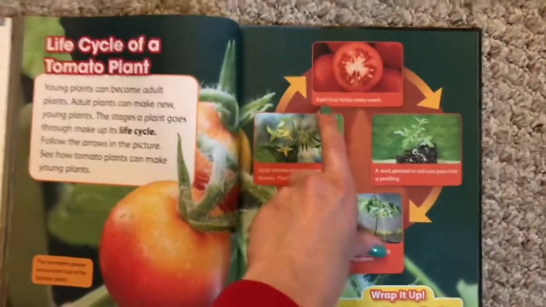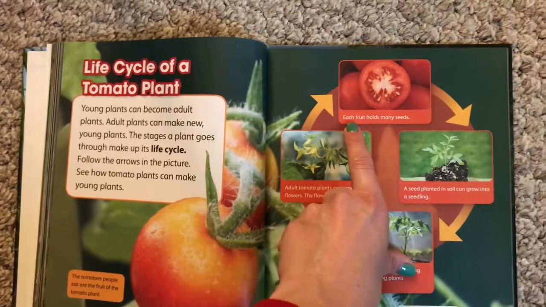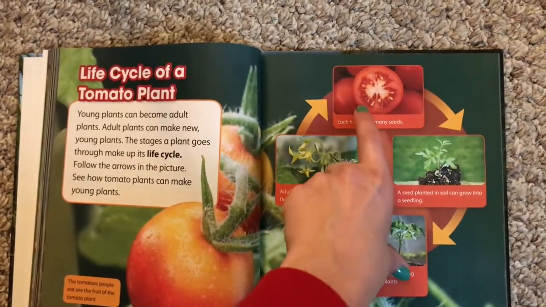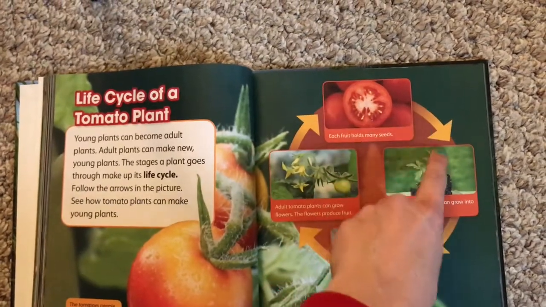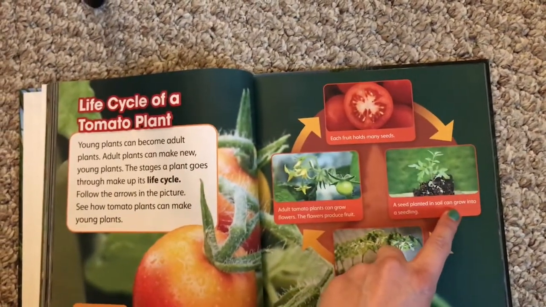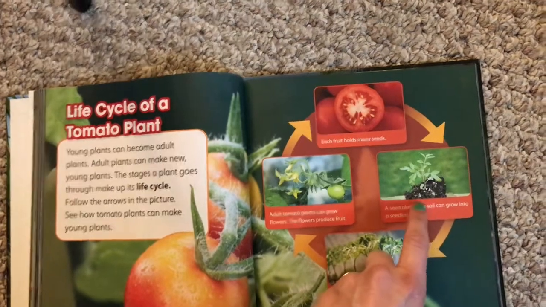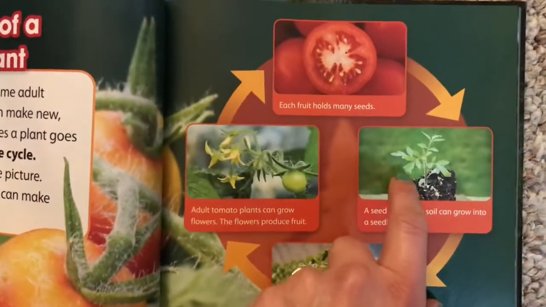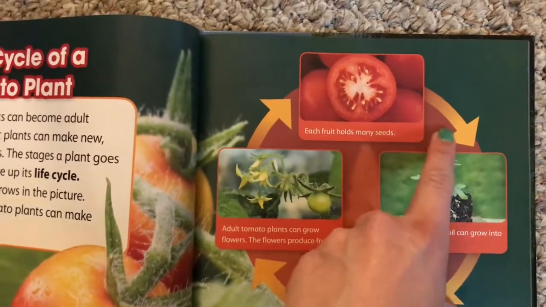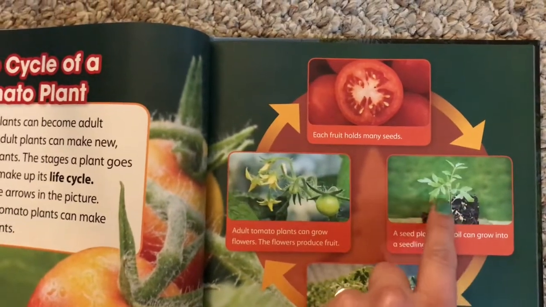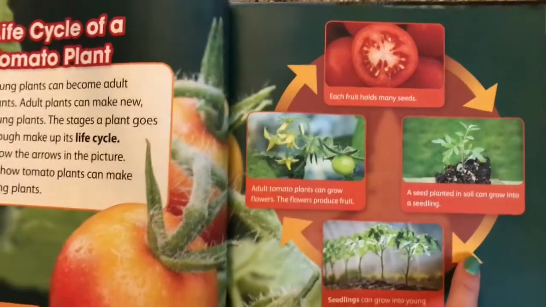So here we are at the top of the life cycle. Each fruit holds many seeds. So here's a tomato cut open, and the inside are the seeds. Those seeds get planted in the soil and they grow into a seedling. So here's the seedling. Okay, see its leaves right here. So we have seeds. The seeds get planted. They become a seedling. Okay, and then we follow the arrows.